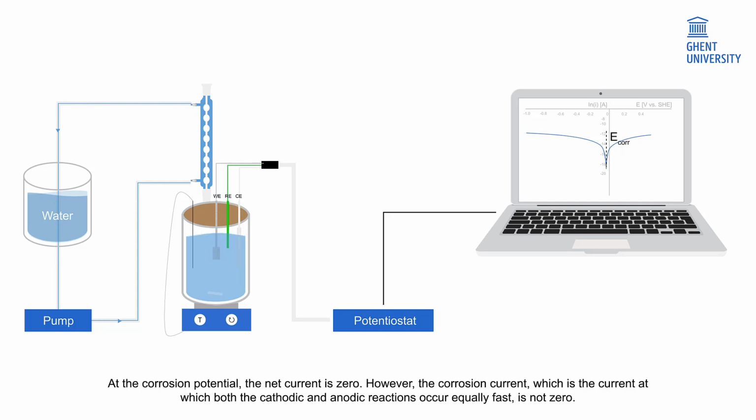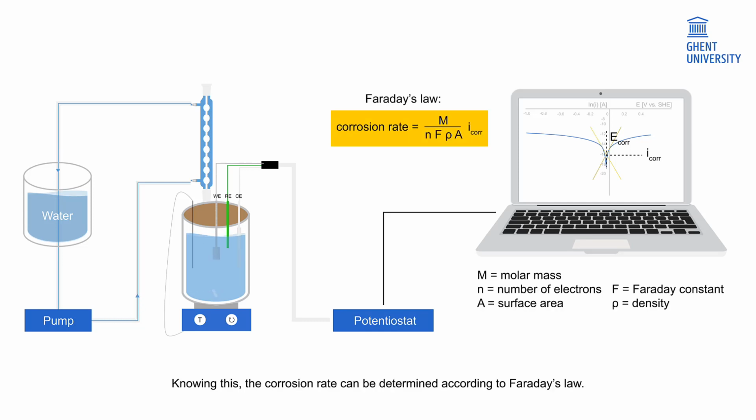At the corrosion potential, the net current is zero. However, the corrosion current, which is a current at which both the cathodic and anodic reactions occur equally fast, is not zero. Knowing this, the corrosion rate can be determined according to Faraday's law. For example, by adding acids to the solution, corrosion reactions speed up and the corrosion rate increases.